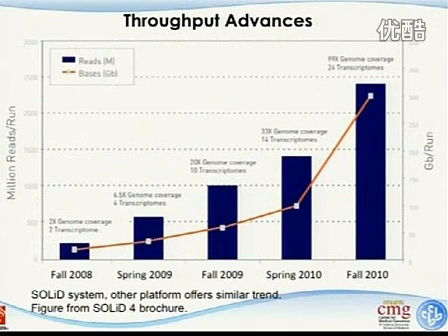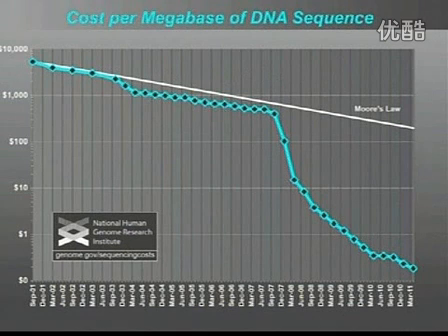Okay, the throughput advance of this technology is really scary. We are talking about 3 years ago, the fall of 2008, when the sequencer itself could cover the human genome twice in one single experiment. By the end of last year, it could cover the genome 100 times already. So this throughput advance is really, really great.